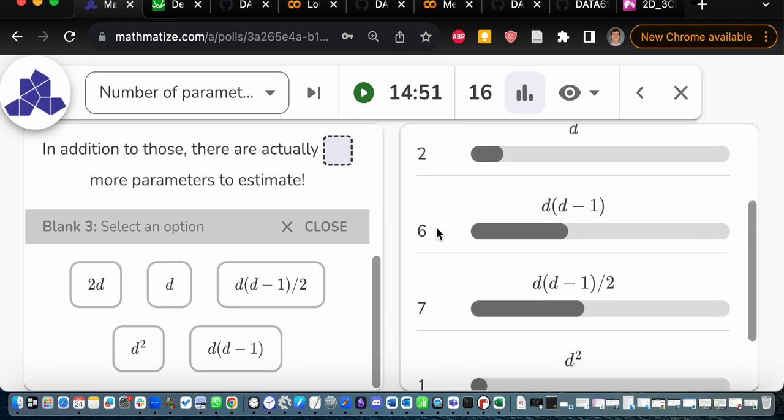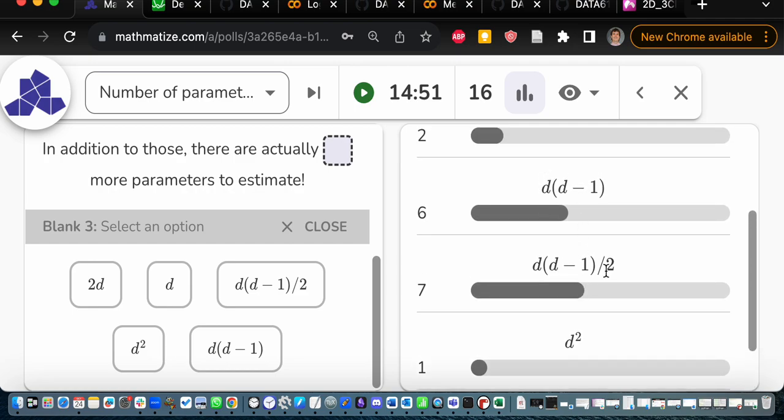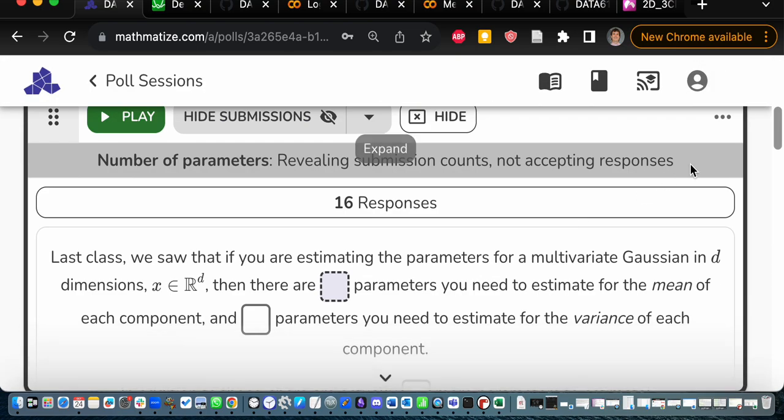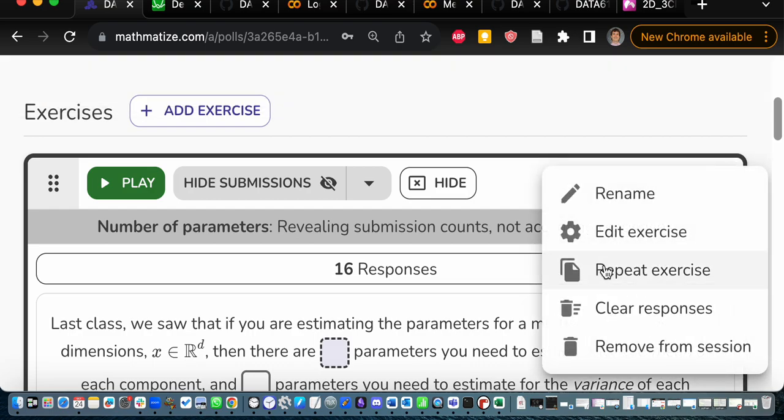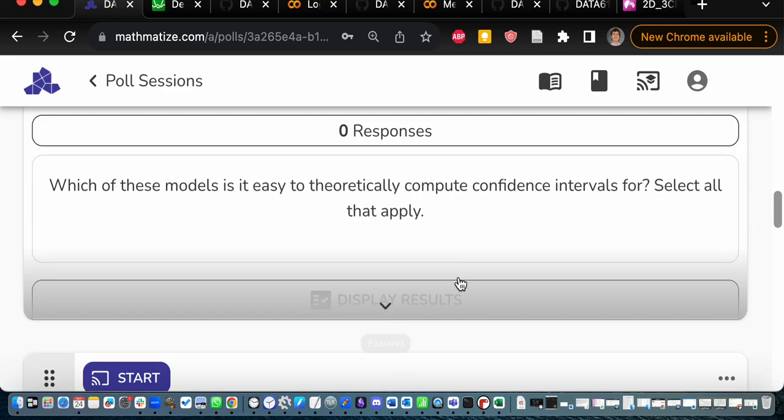Okay, and we have a pretty even split here between d times d minus 1 and d times d minus 1 divided by 2. And I will reveal one of these two is the right answer. Is it d times d minus 1 or is it d times d minus 1 divided by 2? How many more parameters are there? I will let you guys revote. So there's a nice split, 6 to 7. Let's think about it. Why would it be this one? Why would it be that one? What are the things we're actually estimating? And I will throw it to a revote. Let's do that. That'll be fun. So let's revote. And I'll give you a minute to think. Feel free to chat with your neighbors about is there a divided by 2 in there or not?